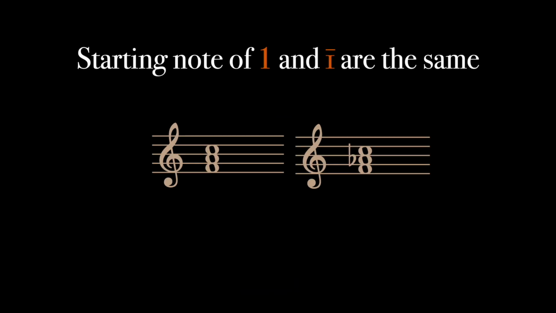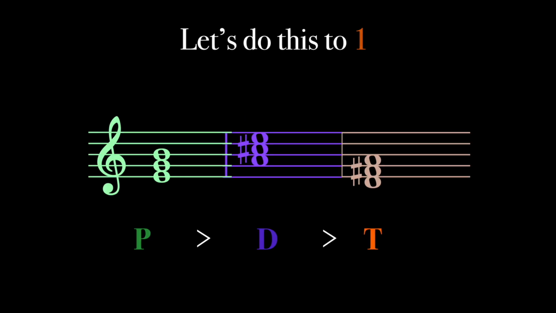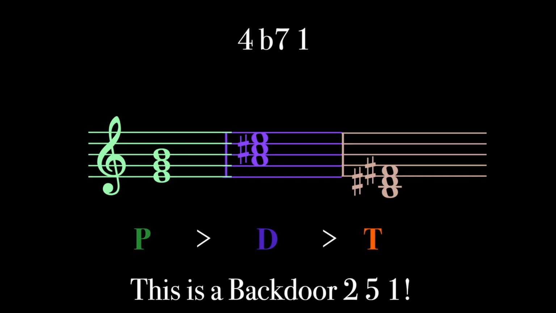You can also change the quality of a chord from minor to major or major to minor. This is a parallel relationship. All parallel chords have the same function. Back to our progression. What happens when you take our one chord and apply the relative and parallel relationship? It has the same function. We have successfully created our Backdoor 251.